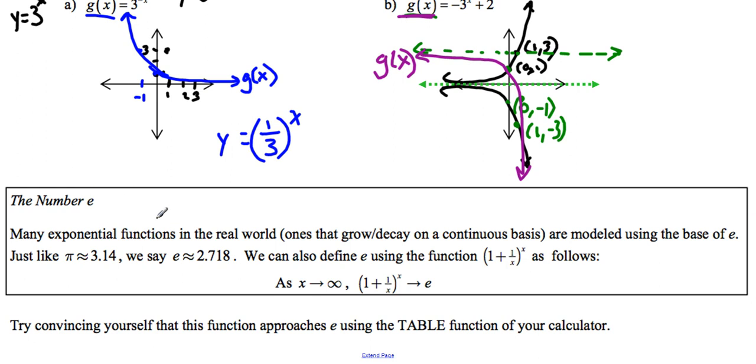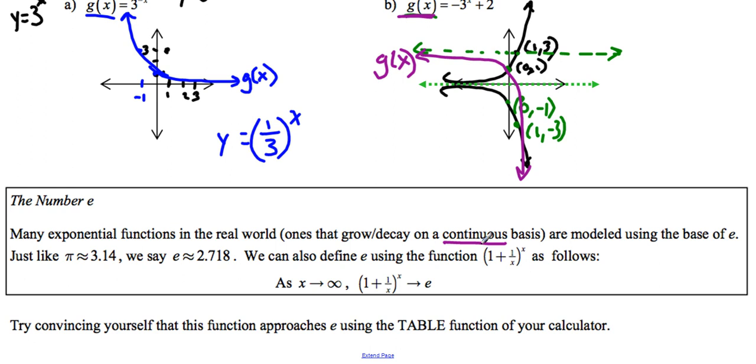Okay, the number e. You're going to see e a lot when we talk about exponentials, logs, and logistic functions. Many exponential functions in the real world, ones that grow or decay on a continuous basis, the key word there is continuous, are modeled using the base of e. Just like pi is approximately 3.14, e is also an irrational constant, approximately 2.718.